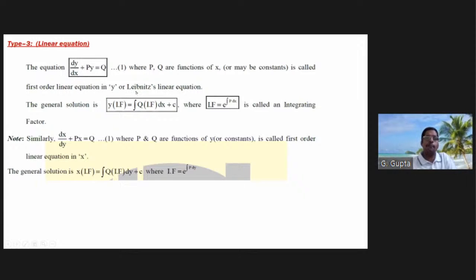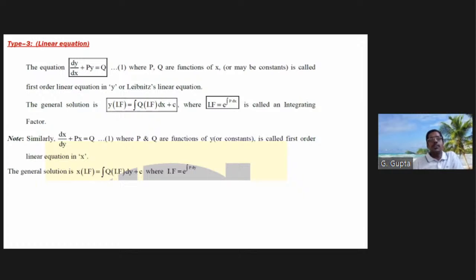Some people call it the Leibniz linear equation. Leibniz is a scientist. So here in this box, equation 1, the power of y is 1, and the first derivative has power 1. These two terms are not multiplied. The other terms p comma q do not contain the y variable; they contain either constants or functions of the denominator variable x, that is, functions of x.